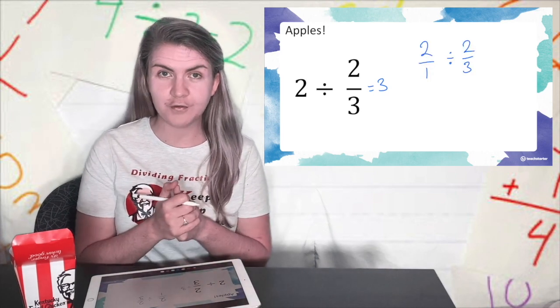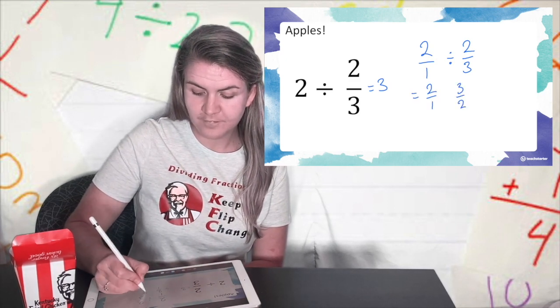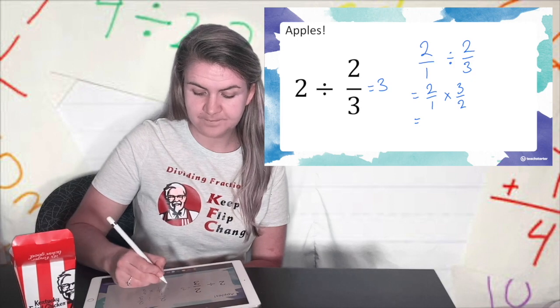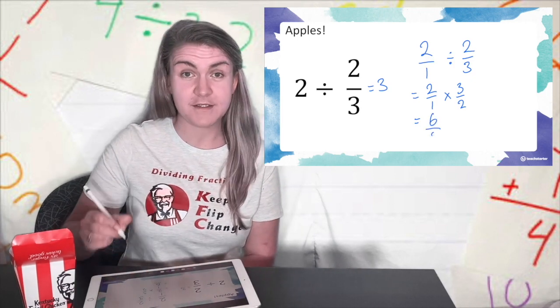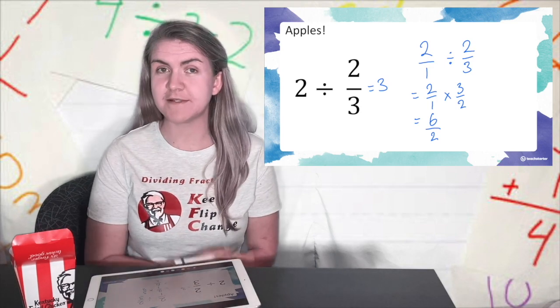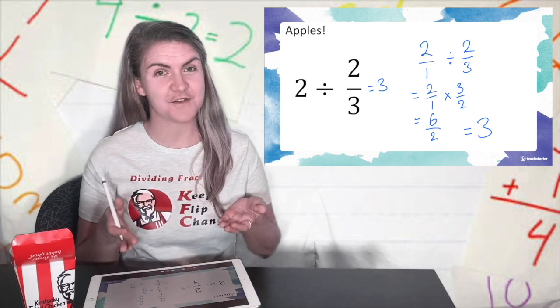Firstly, I have to put the whole number over 1. Then I KFC. Keep, flip, change. Now I multiply. 2 times 3 is 6. 1 times 2 is 2. How many times does 2 go into 6? That's 3 times. That's 3 groups.